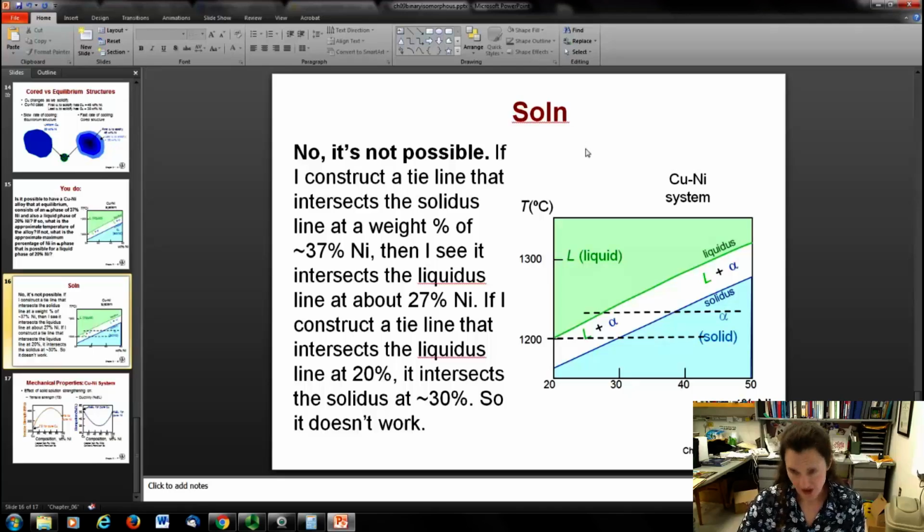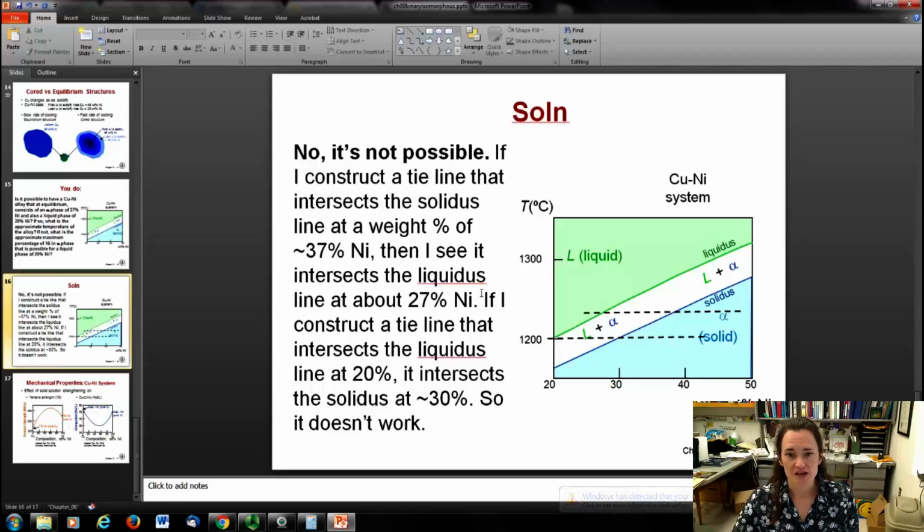It's not possible, all right? I've shown you why here. I've got the diagram back up, and I've constructed a couple of tie lines for you. The first is a tie line, a horizontal line, that intersected the solidus line at a weight percent of 37% nickel. So that's this top one right here. It's intersecting at about 37% nickel, and you can see that. So that would mean that the alpha phase would be 37% nickel. But if you go across to where it intersects the liquidus line, you can see that the best it can do is about 27% nickel in the liquid phase. So you're not going to get it, okay?